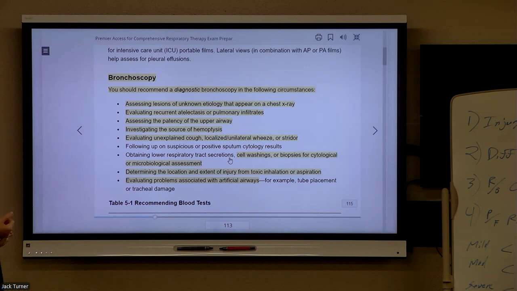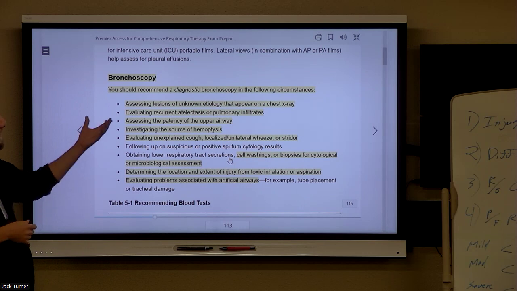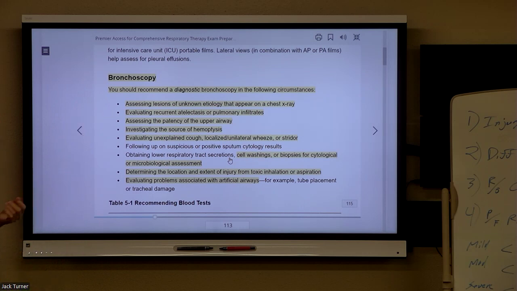If somebody has unknown lesions, and you see a lesion on an X-ray, do you really know what it is necessarily? No, you just know there's a circular something, right? We're probably strongly thinking cancer, but we don't know. So we're going to go in there and see what it is. If somebody on X-ray has lesions, we're going to figure out, are those lesions cancerous? Are they benign? What's the deal there?